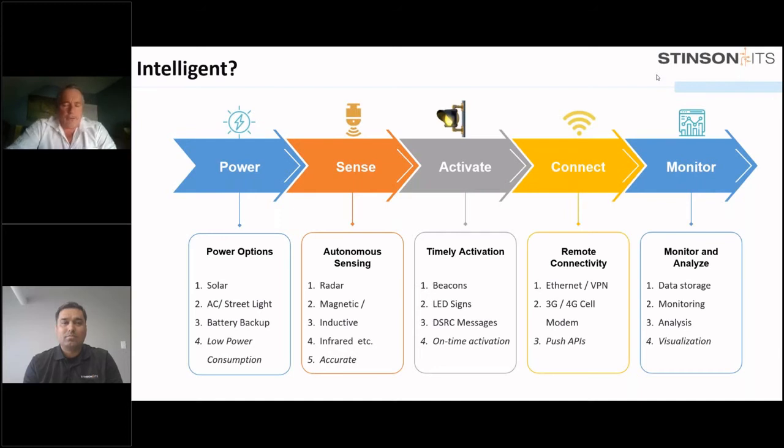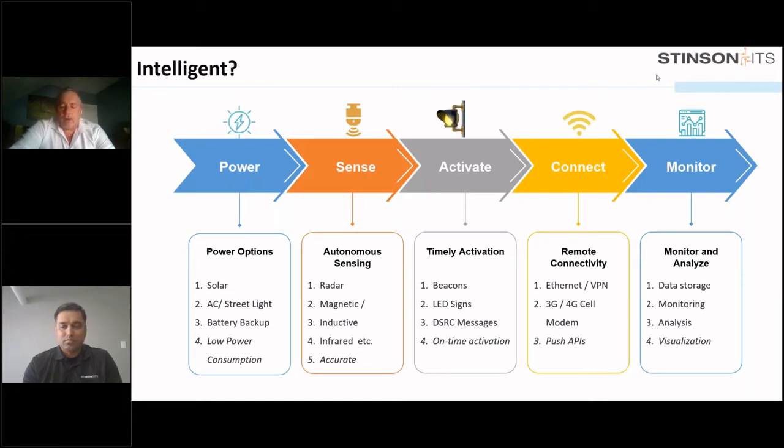Now, the sensing part, we can either use radar detector, magnetic detector, inductive loops detection, or infrared detection. Detecting equipment has to be as accurate as possible, but no matter what type of sensing device is used, they need to be positioned properly to provide timely activation and to provide accurate detection. Timely activation is also very important.